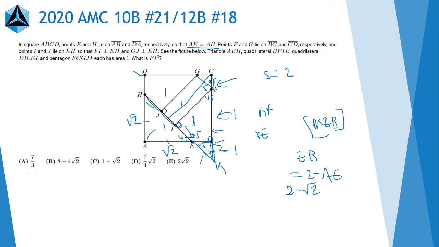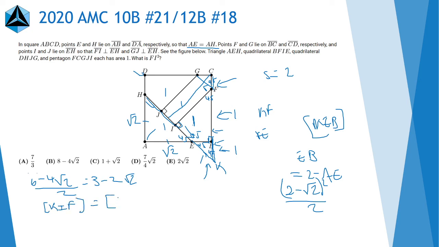So we want to find the area of KEB. Well, that's just squaring 2 minus root 2 and dividing by 2. And that's going to give you 6 minus 4 root 2 over 2, which is equal to 3 minus 2 root 2. So that's the area of this triangle here, triangle KEB. So we know the area of triangle KIF is equal to the area of BFIE plus the area of KEB.